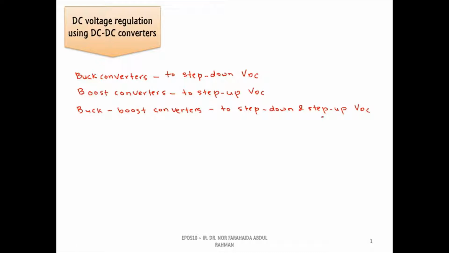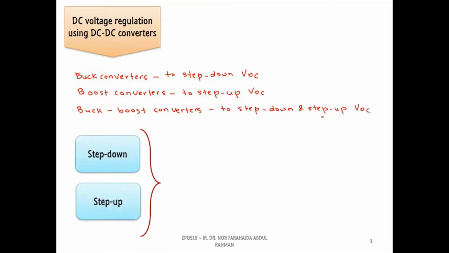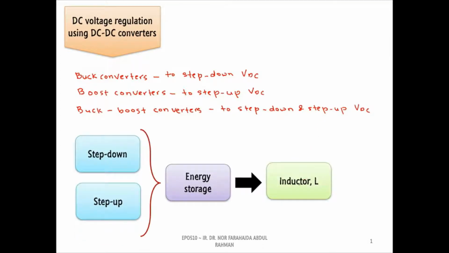Regardless of different functions, each DC converter requires energy storage, which is an inductor, to operate efficiently. Other than to act as energy storage, the inductor also works as a current filter to ensure continuous and ripple-free DC current flows to the DC load. In the next explanation, we will look in detail at the inductor's role in the operation of each DC converter.